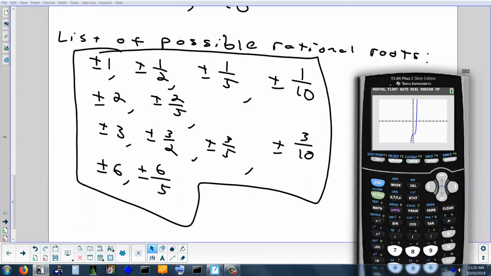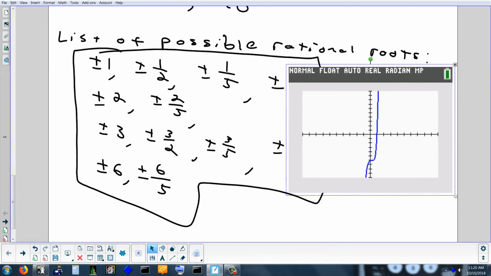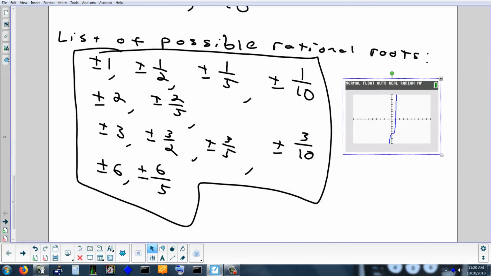I don't want to rewrite the whole list, so I'm just going to cross out ones that don't make sense. I think plus 1 looks like a good candidate right now. How about minus 1? Does that graph look like it crosses anywhere near minus 1? No. So I don't think it's going to be the minus. How about plus or minus a half? Does it look like the graph crosses near plus or minus a half?